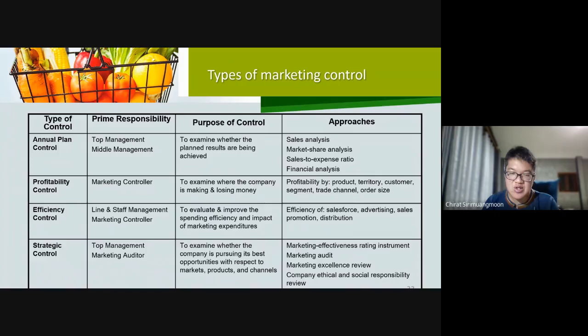Then the last one, strategic control. Like we just talked about, this is for the top managers. They examine whether the company is pursuing the best opportunity or following its mission or not. The approaches you can use for strategic control are the marketing effectiveness rating instrument, marketing audit or review, or a company ethical or social responsibility review, or CSR. So these are all the types of control.